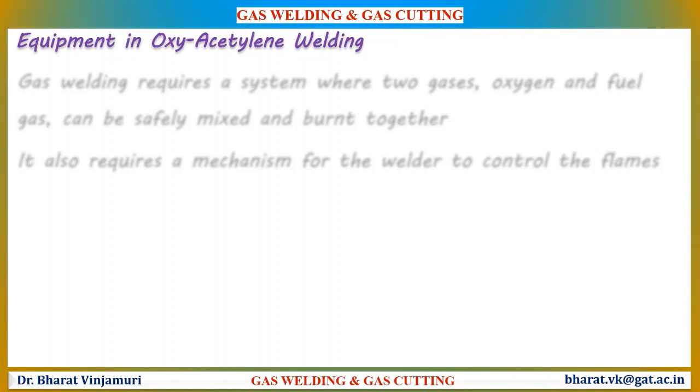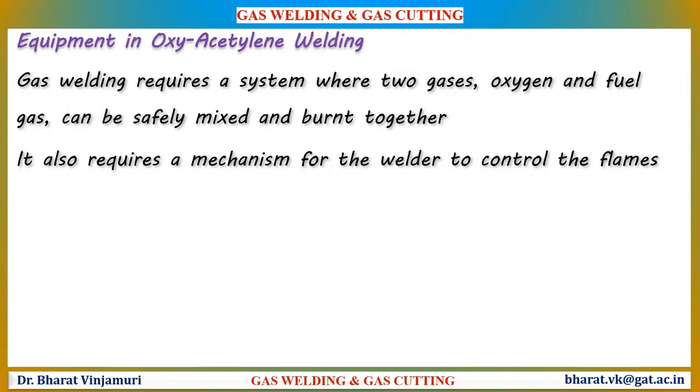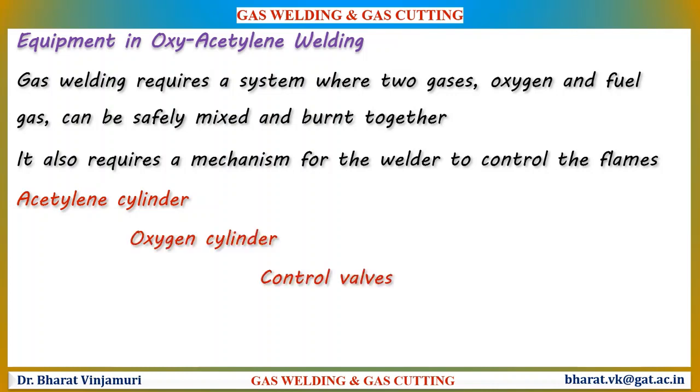Gas welding requires a system where two gases, oxygen and fuel, can be safely mixed and burned together. It also requires a mechanism for the welder to control the flames. To satisfy all these conditions, gas welding equipment must consist of the acetylene cylinder or the fuel cylinder, the oxygen cylinder, control valves, mixer chamber and welding torch. Let us discuss in detail the various equipment in the Oxy-Acetylene welding process.